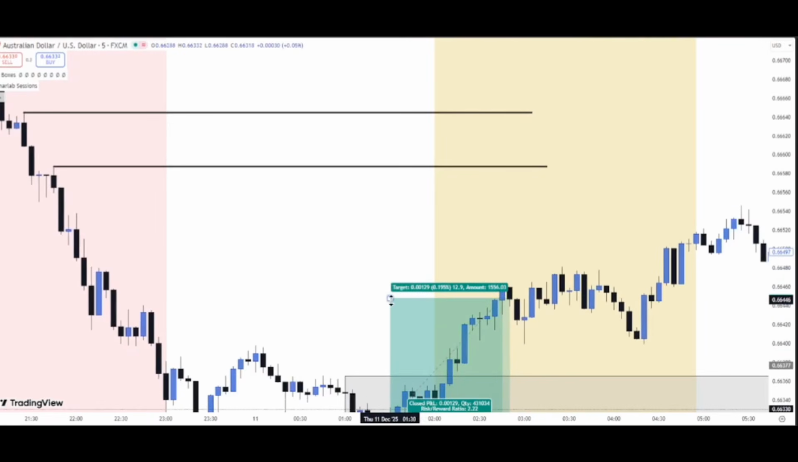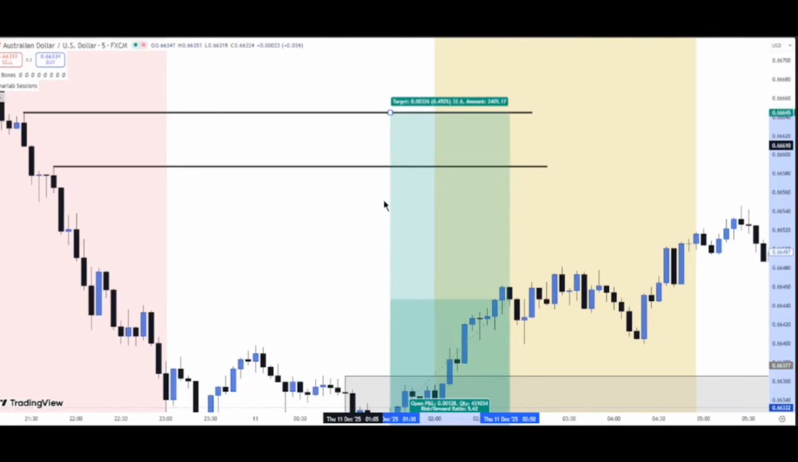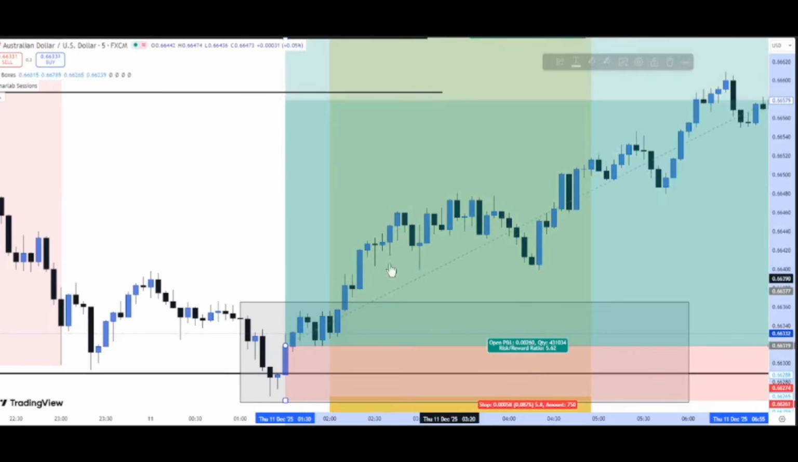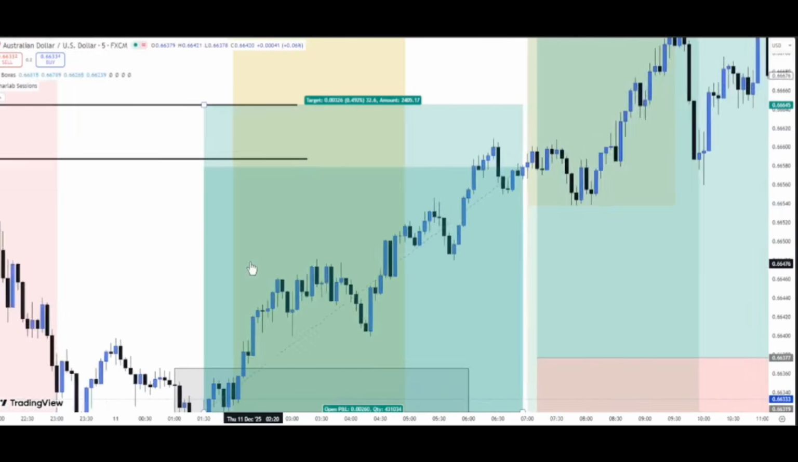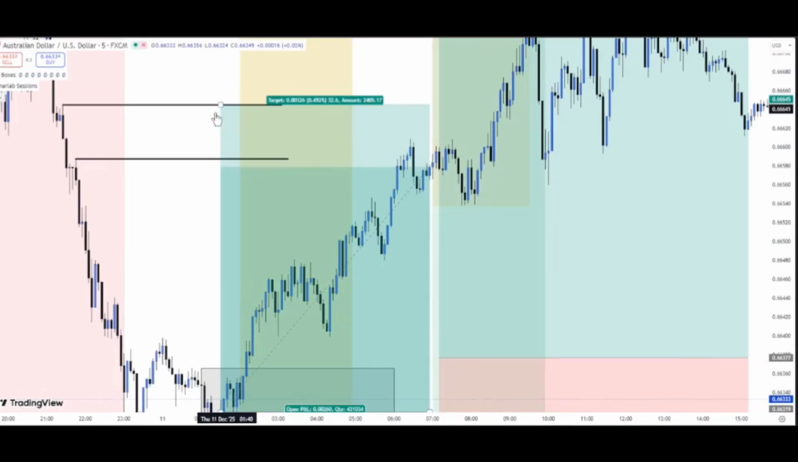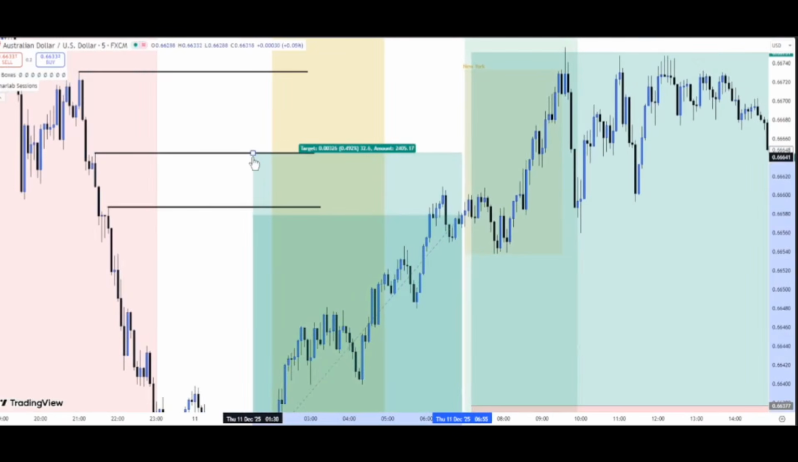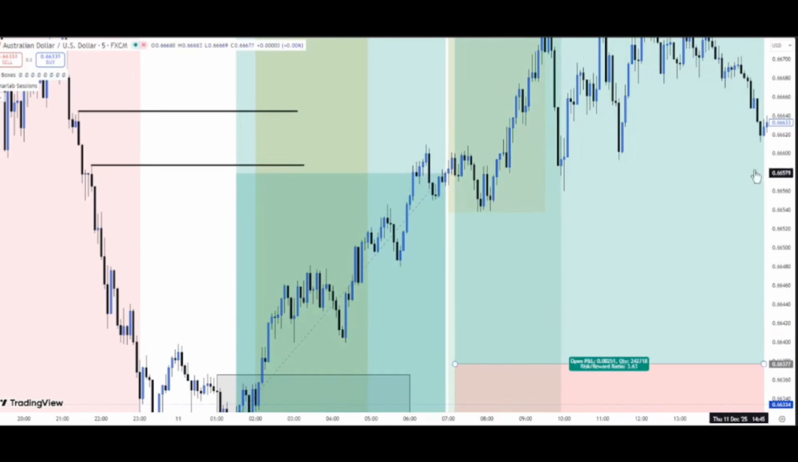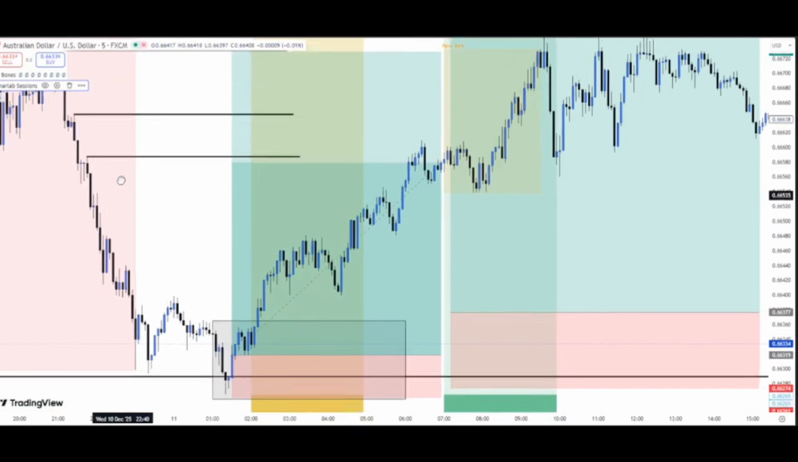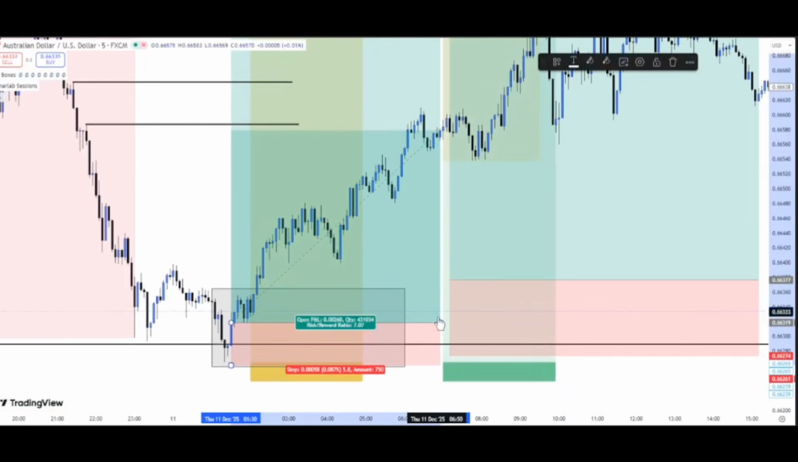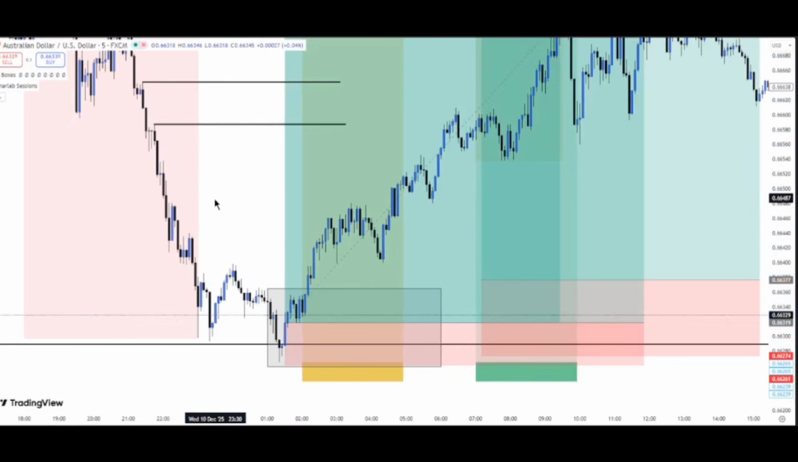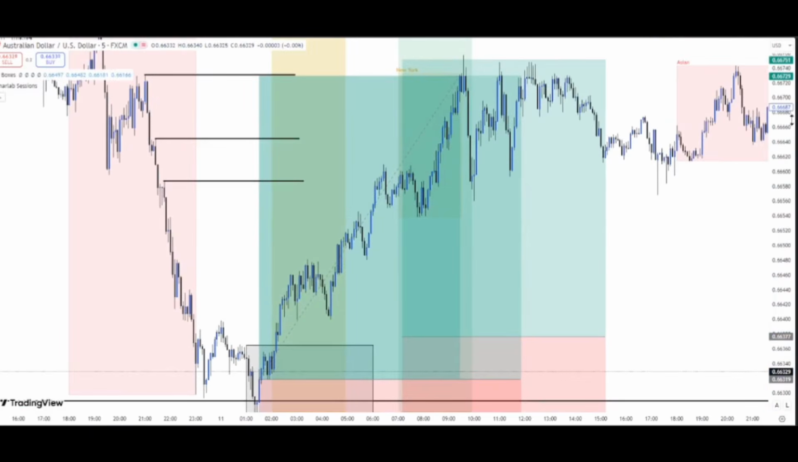So let's see if price goes to TP2. Let's see. So let's see whether price got there. Yes, price went to TP2. All right, let's see TP3, whether price got there as well. And boom, price got there as well, TP3. Can you see that? So this is the way for you to use this strategy. Very simple, straightforward. All you need is to follow the process. Just follow the process and then you'll be good to go.